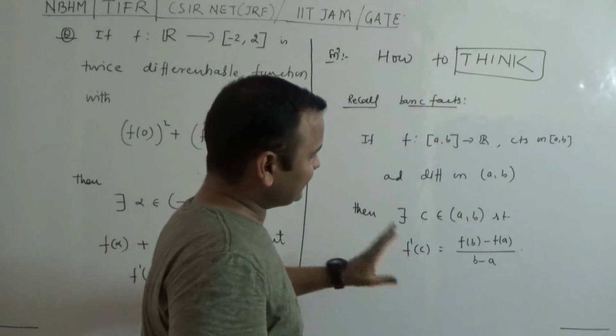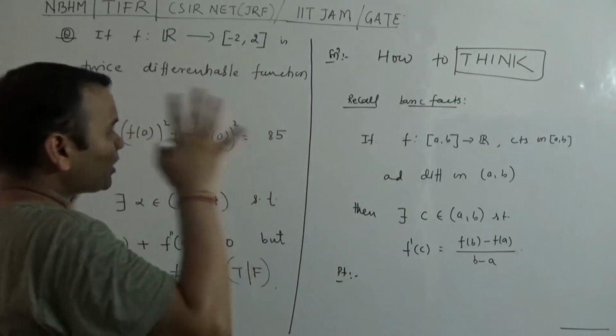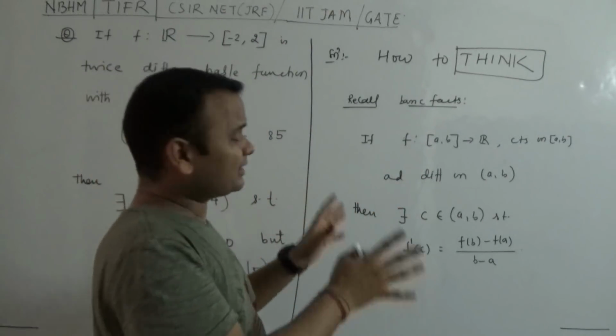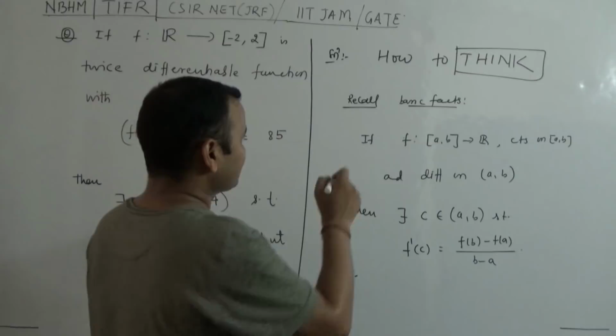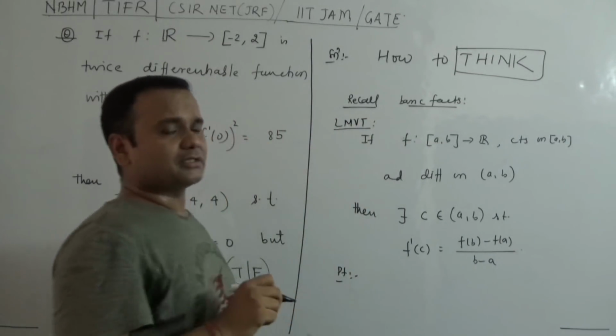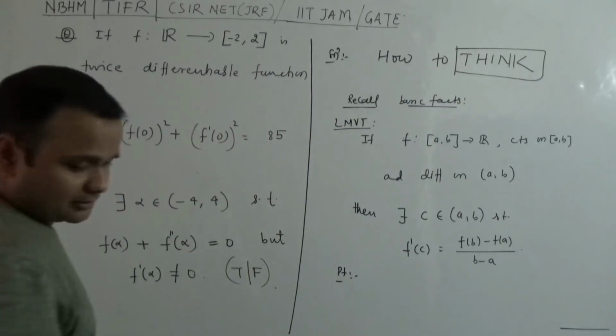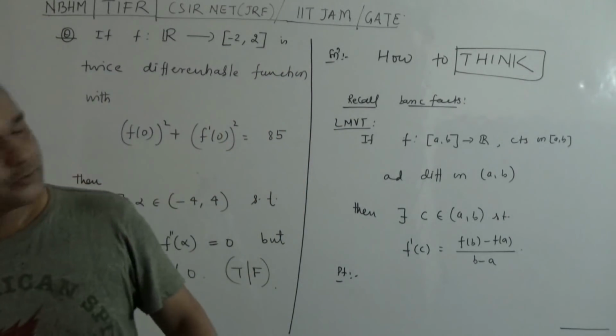So proof of this I'll give as an exercise. Please go through the proof so that you will understand what exactly this theorem says, what this Lagrange's mean value theorem says. This is nothing but Lagrange's mean value theorem, LMVT. The shortcut name is LMVT. It's my request to you, first you should know this.